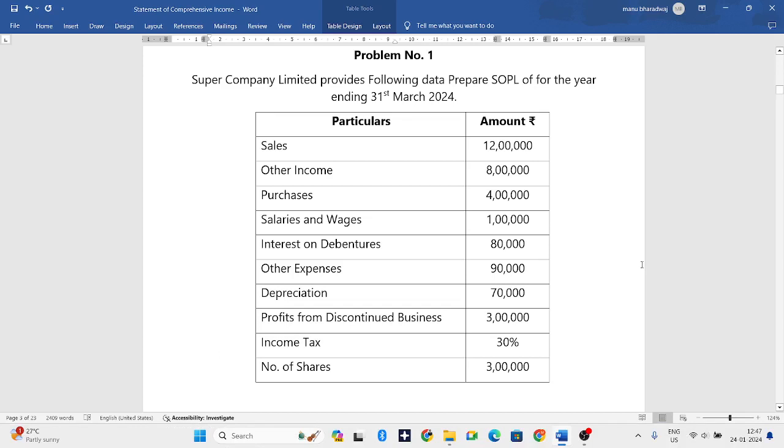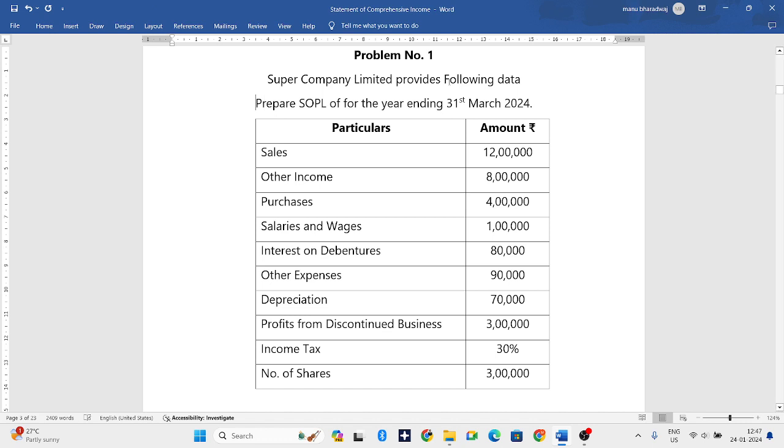In this particular video, we'll be starting to solve the problems related to statement of profit or loss account. In short, it is SOPL. The question is on the screen. Please take a screenshot of the question so that while I'm solving the problem, you can easily analyze how I'm solving. Super Company Limited provides the following data. Prepare SOPL for the year ended 31st March 2024.